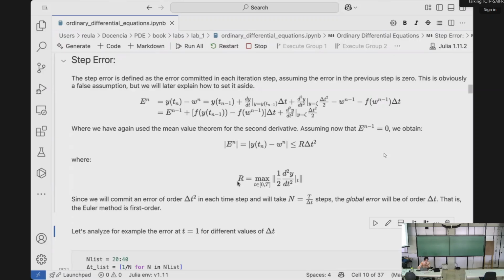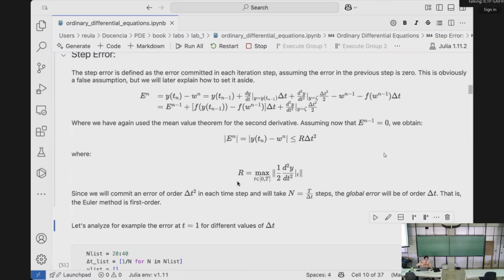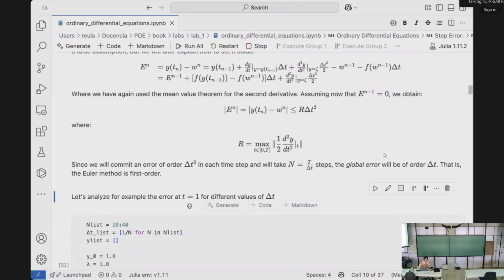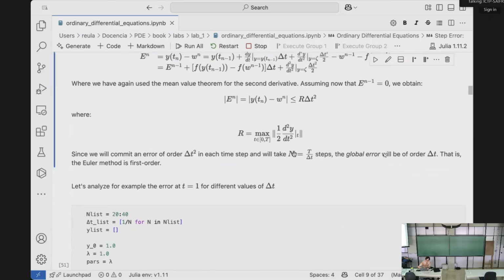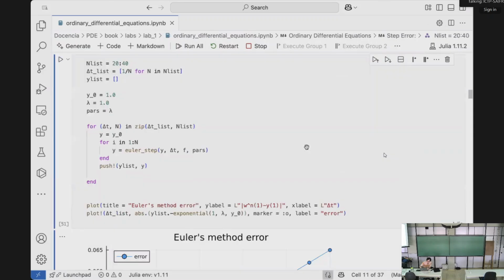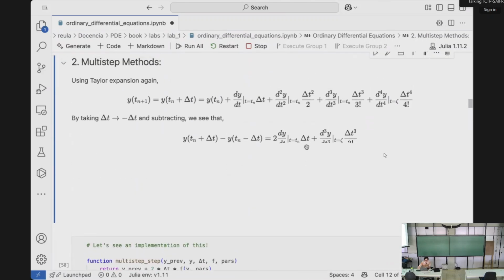This may look like we are saying that this method is order delta t squared, but actually the problem is that we are actually making several iterations. So each iteration we are multiplying by delta t, and this global error is getting accumulated. So the actual error in our solution is order delta t, not delta t squared, right? So this is what we can see in this cell here.